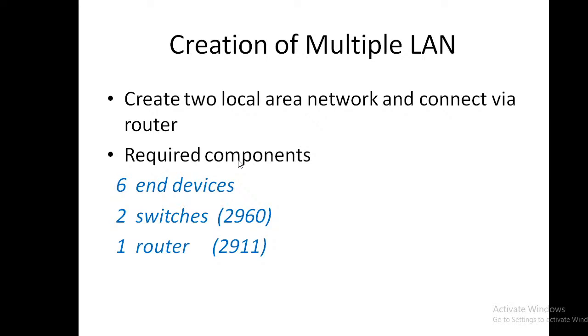Now the next topic is creation of multiple LANs. Suppose two networks are there, one LAN and a second LAN, and I want to connect the two LANs using one single router. The specification I have already given to you, and you can simply create a simple LAN using this. Then I create another LAN and you connect the two LANs via the router 2911.